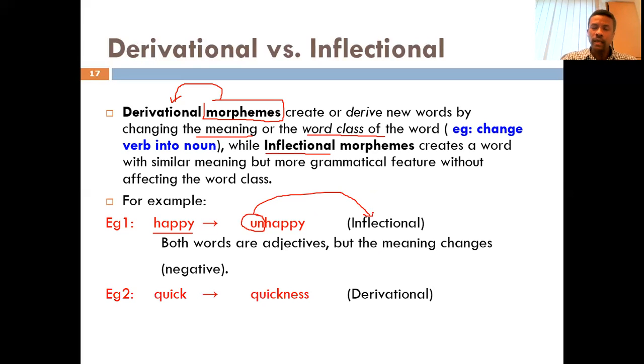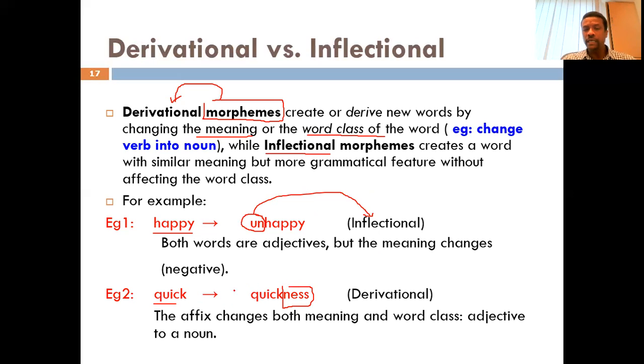part of speech. The other example that we have is the derivational. If you see the word quick, you can add NESS to this word. So as you can see, the affix NESS changes both the meaning and the word class because it changed the adjective to a noun. Mind you, quick is an adjective, okay? Whenever you add ness to it, it would be a noun. So in this case, we say the morpheme NESS is a derivational morpheme because it changed the meaning and at the same time it changed the part of speech of the word.